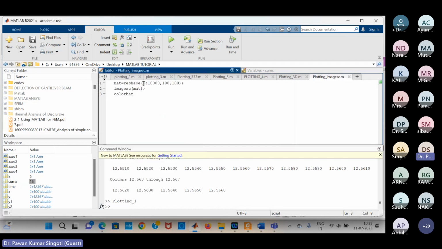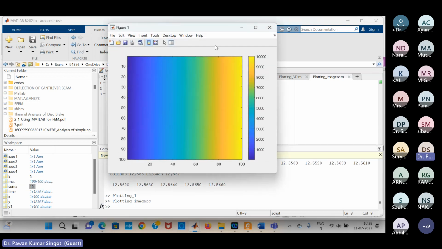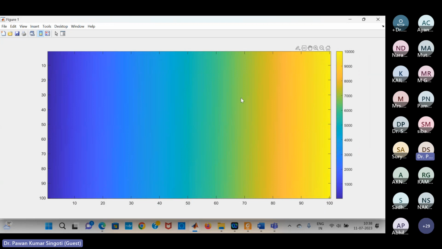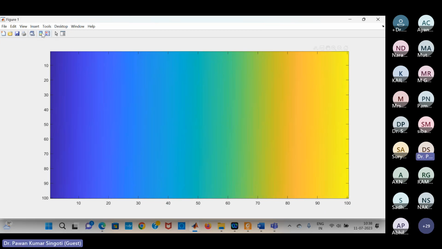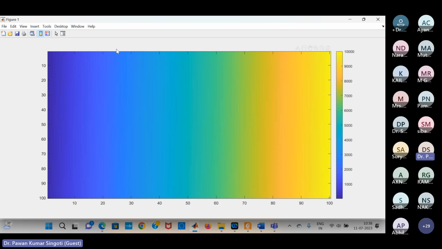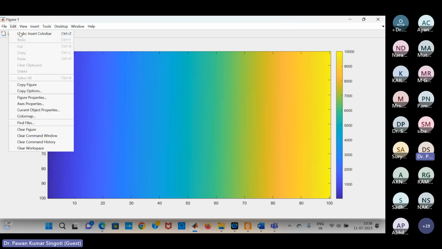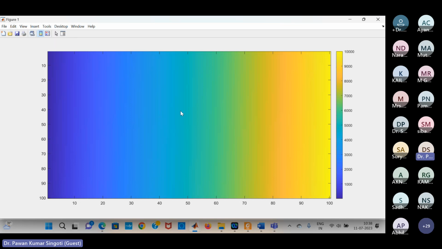So we have 1 to 10,000 data points in this matrix. So 1 to 10,000, reshaped to 100 by 100. Just type imagesc and this matrix. This will be the full matrix and it will give you this kind of figure. So you can change this color map. And if you want to edit this one, you can go to edit, and you can change the color maps also.